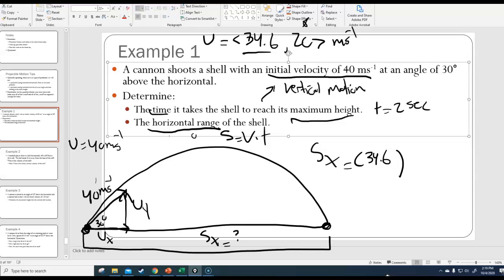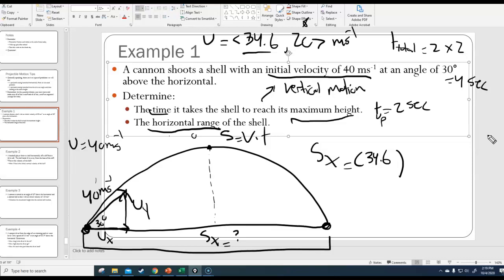Now notice that this problem is symmetrical, and we've also talked about this before in the last unit. Because it lands at the same height, if it takes 2 seconds to go up, it's also going to take 2 seconds to go down. So the time we found before was time up. The total time is going to be 2 times 2, which is 4 seconds.